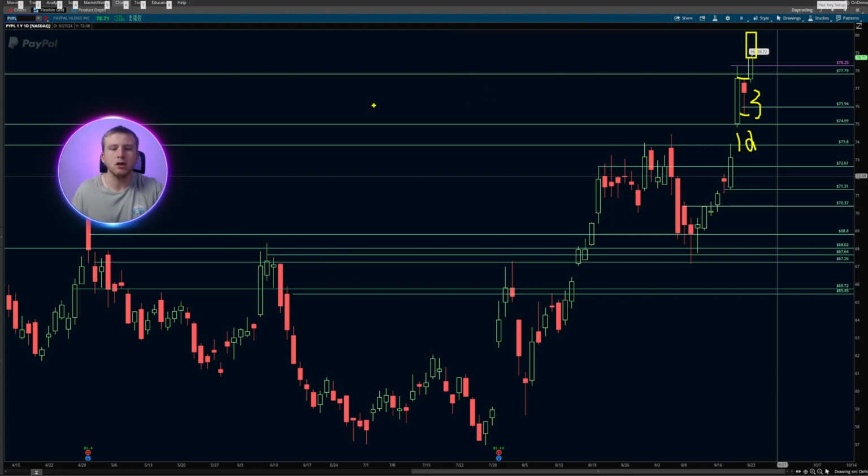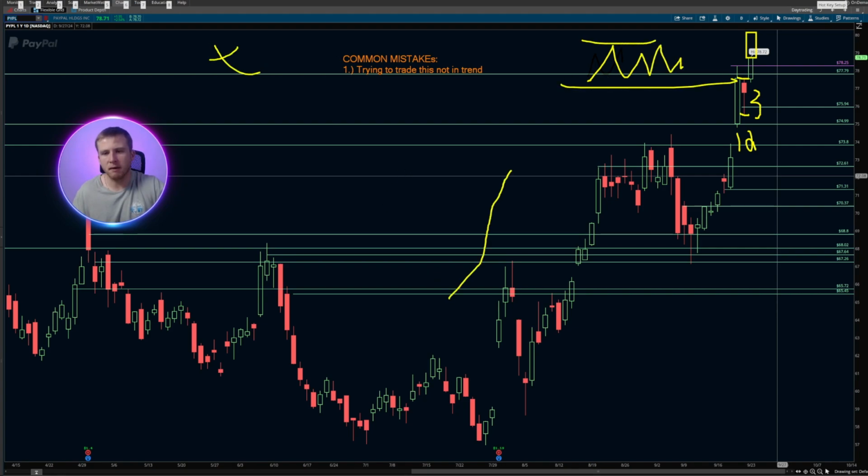And that brings me to a point of key common mistakes that people make, and I feel like this is going to provide you guys a ton of value. Common mistakes. First one is you're trying to trade this not in trend. If you're getting something that's not in trend and you're just chopping around where you don't have any trend, this setup is not going to work. When this works best is when you have a trend already established.